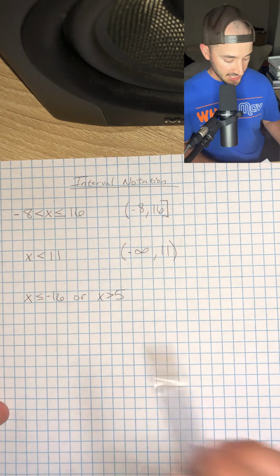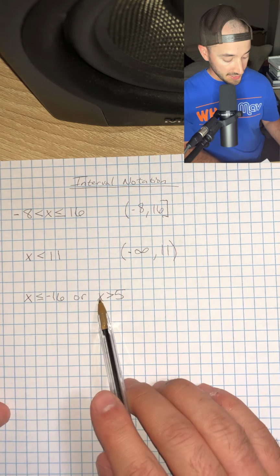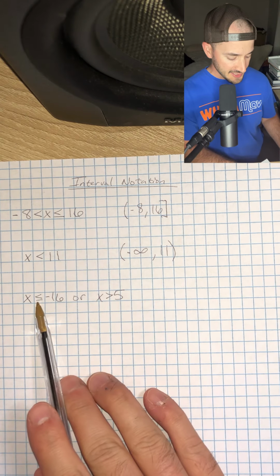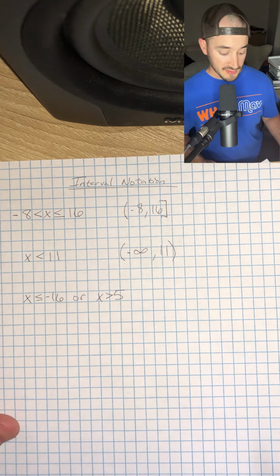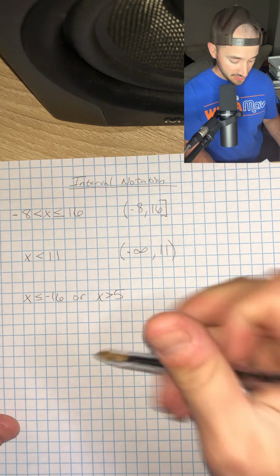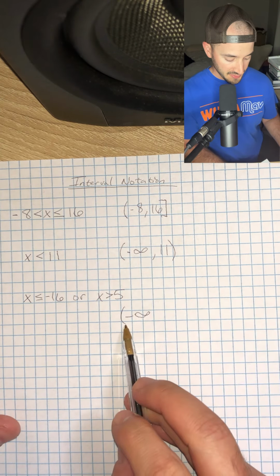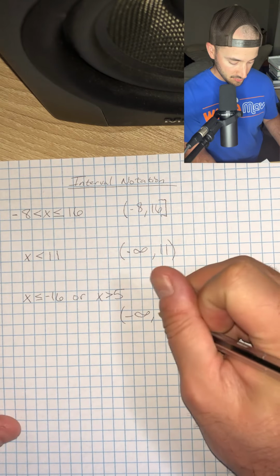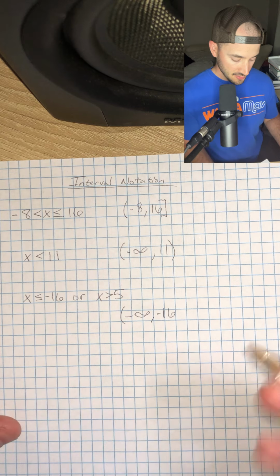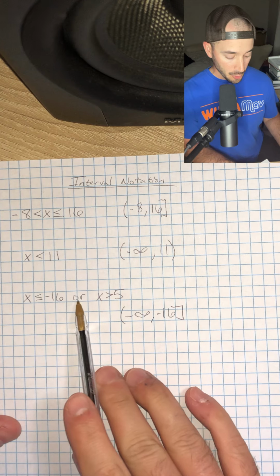And then lastly, we have x is less than or equal to -16 or x is greater than 5. First, let's deal with the first part: x is less than or equal to -16. If it's less than or equal to that, it could be anything towards -infinity. So we're going to put -infinity with our parentheses, comma, -16, and we are including -16, so I'm going to put a bracket. Now, we have the word or.